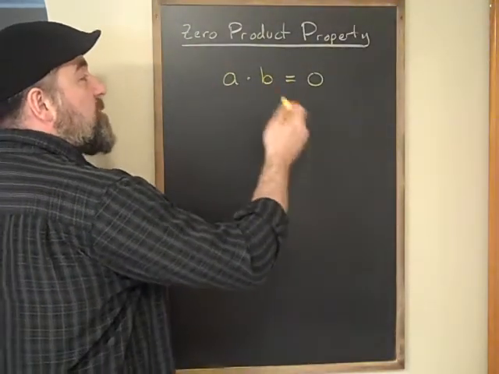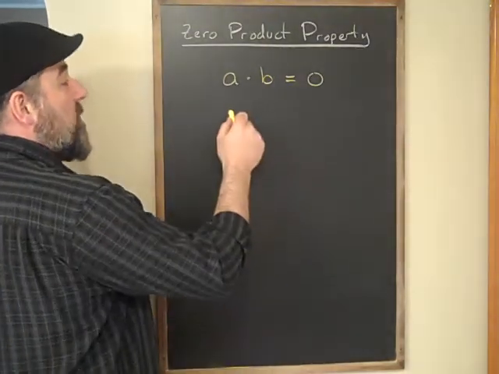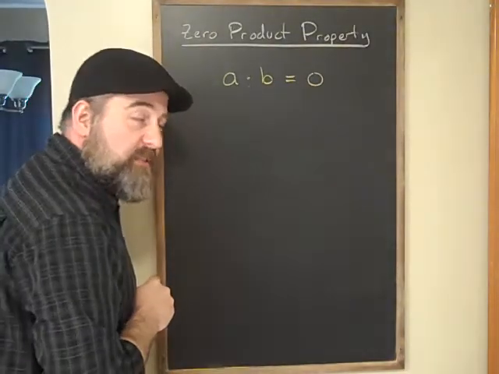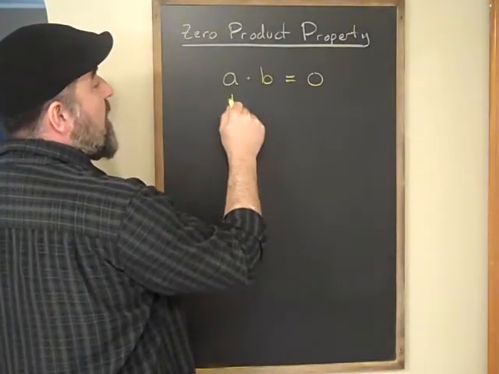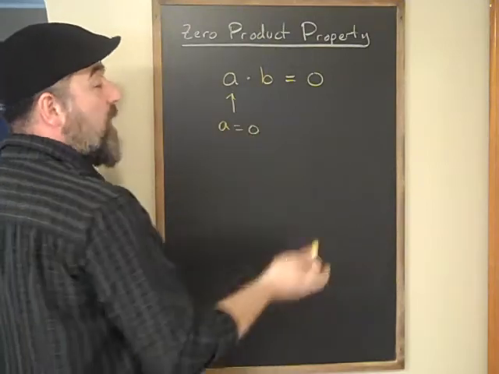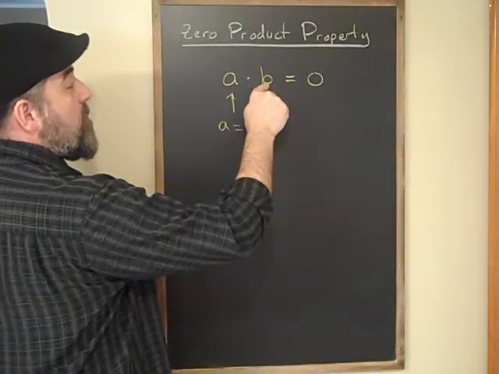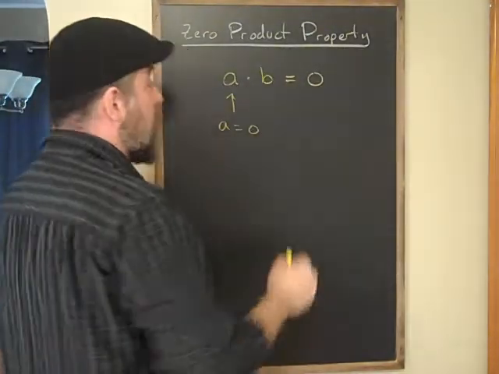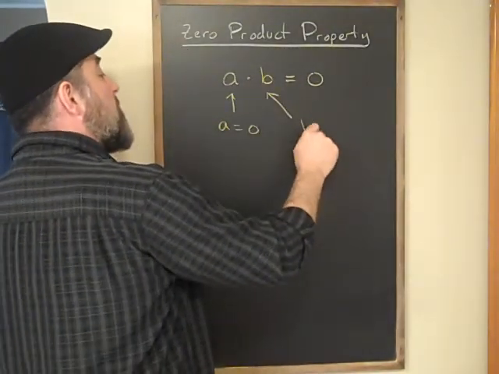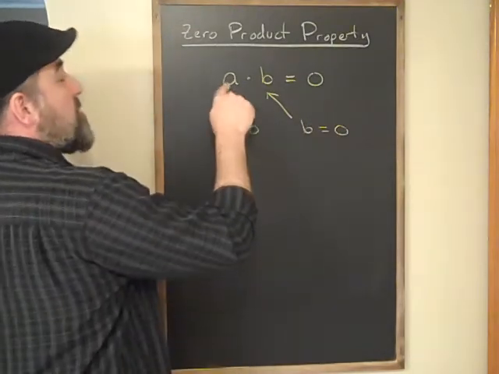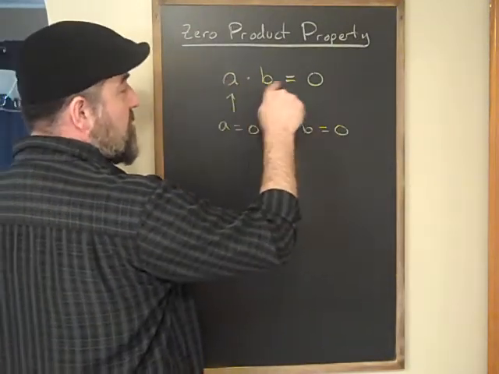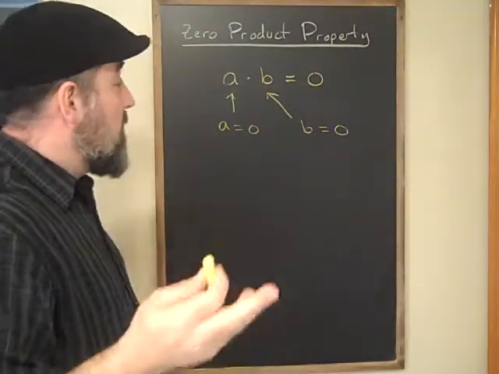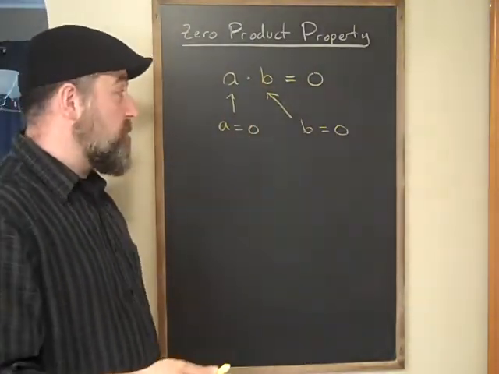So if we're told a times b is equal to 0, what we know, if we have two factors involved in multiplication and the product is 0, is that if this factor is 0, we have a solution. Think about it. It doesn't matter what b is. If a is 0, 0 times anything is 0, right? Likewise, if b is 0, it doesn't matter what a is, because a times 0 is 0. So if b is 0, we have a solution. If a is 0, we have a solution. That's pretty much it. That's what the zero product property is.